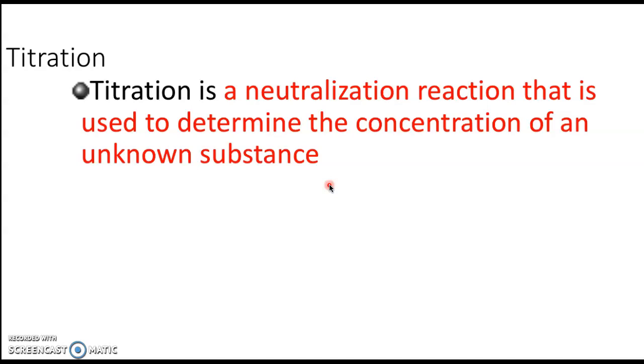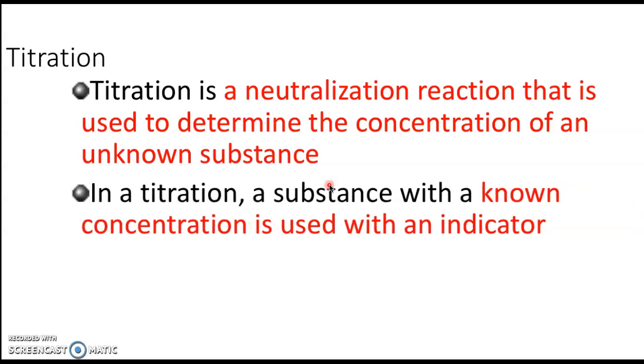Now, for us to be able to use titration, we need to know a substance with a known concentration, and it has to be used with an indicator. That indicator could be phenolphthalein, dimethyl blue, methylene orange, universal indicator, as long as it's an indicator that can tell us between an acid and a base. We're good. So now titration helps us find the concentration of an unknown substance by using the concentration of a known substance to neutralize the solution.